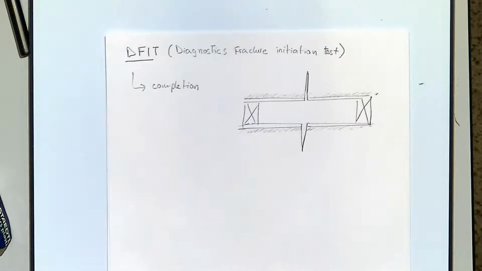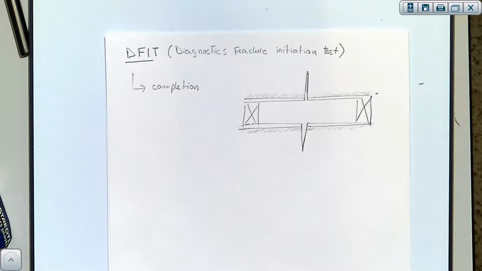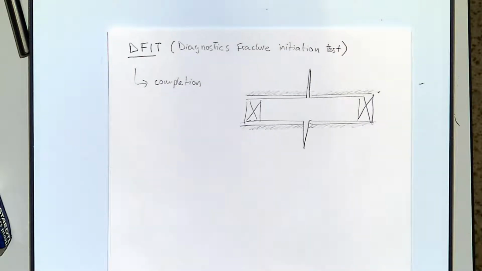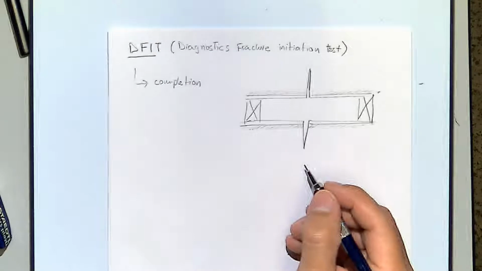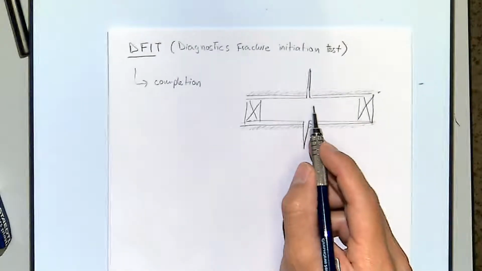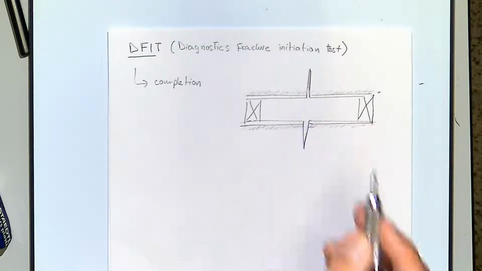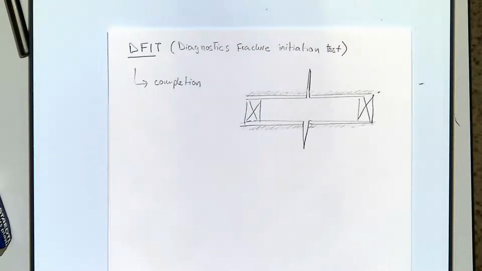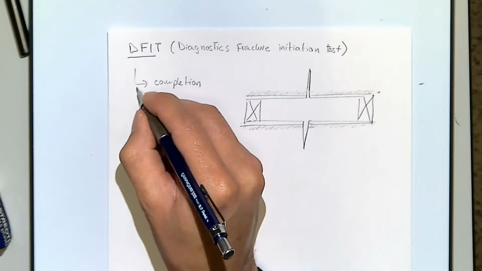Sometimes you can also do it before casing the well with a small pad that goes on the wellbore and isolates a section of the wellbore, and you do this test over here. But let's go to the case in which you already have a perforation. So it's different than before, right? So now this is for completion.